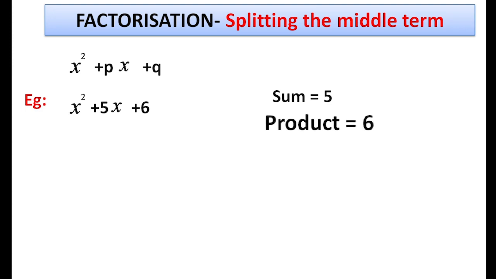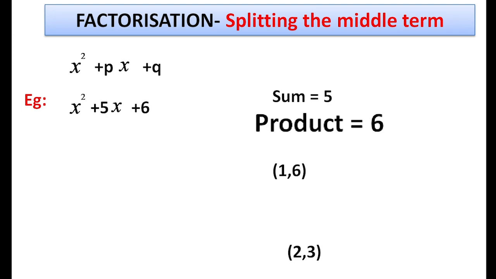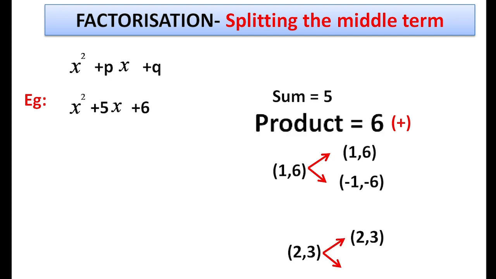We know that 1 and 6 are one pair, and 2 and 3 are another pair, and we know that the product is 6, it is positive. So either the factors are positive or the factors both are negative in each pair. So we can take 1, 6 and minus 1, minus 6. Similarly 2, 3 and minus 2, minus 3. Here the sum is positive. Sum is positive 5. So we have to check each and every pair such that the sum should be positive.